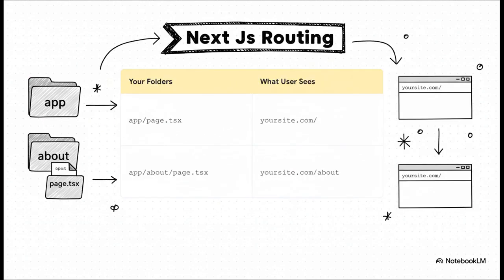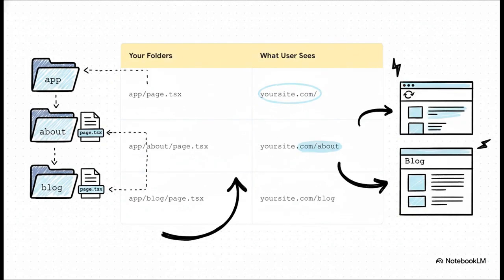Now watch this. What if we need an About page? Easy. We just create a new folder, call it About, and we put another page.tsx file inside of it. Instantly, Next.js knows that this maps to yoursite.com/about. You've just created a brand new page without writing a single line of routing code. It's awesome.